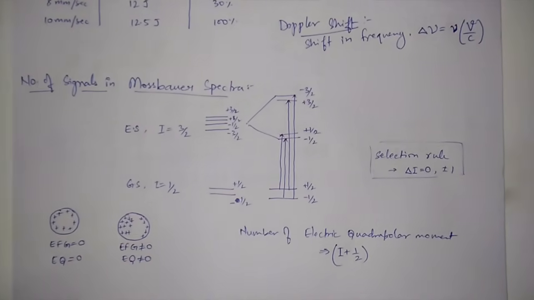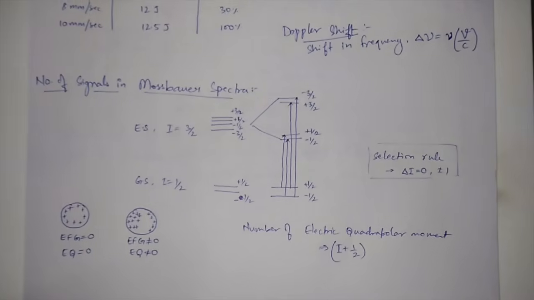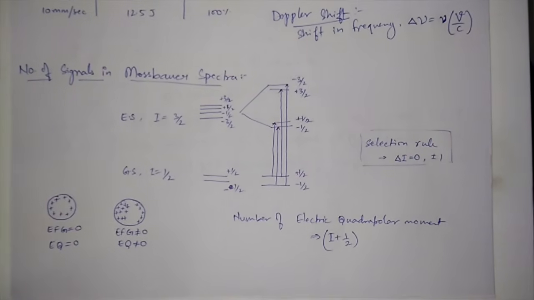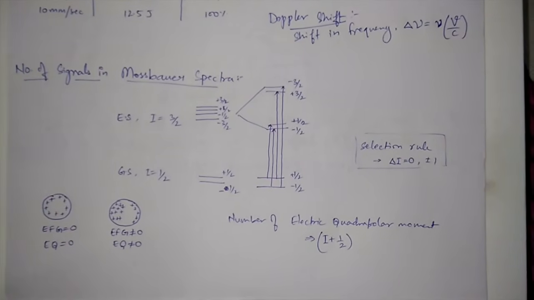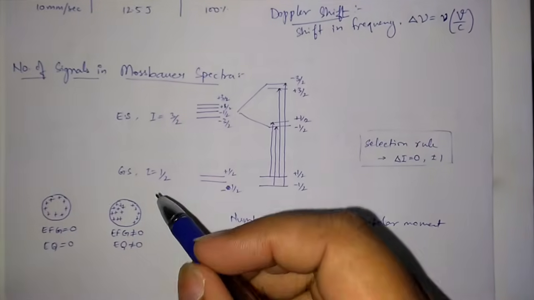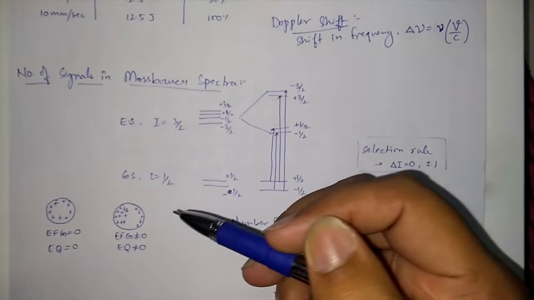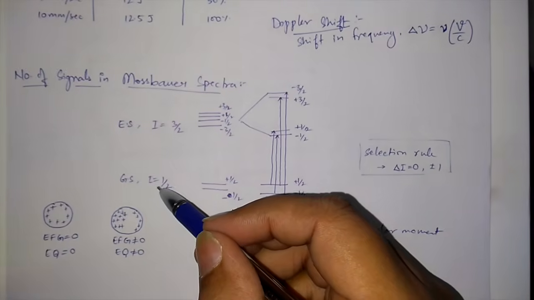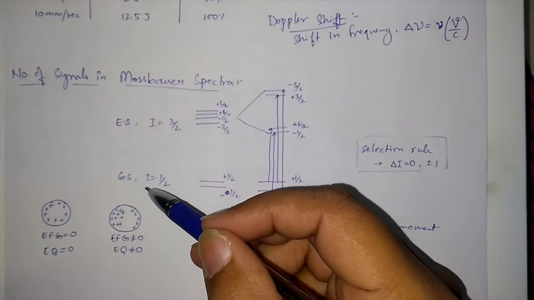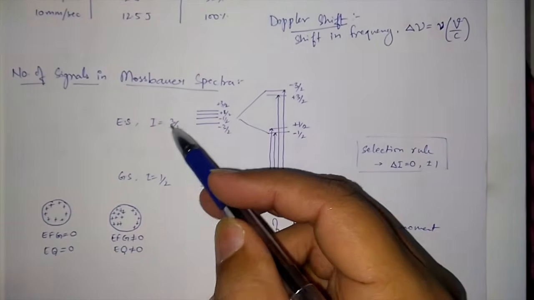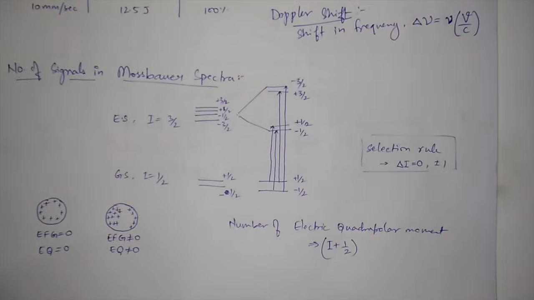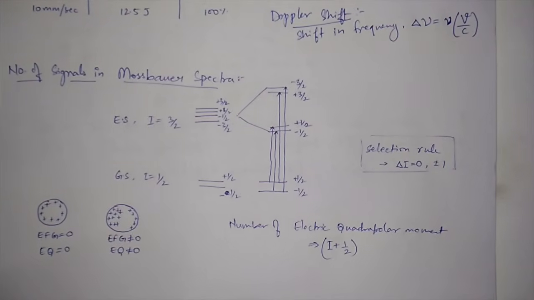Now let's talk about the number of signals in Mossbauer spectra. The number of signals depends on three things. First of all, I told you that the iron atom is Mossbauer active, and in the ground state it has an I value of half, and in the excited state it has an I value of 3 by 2. Right?